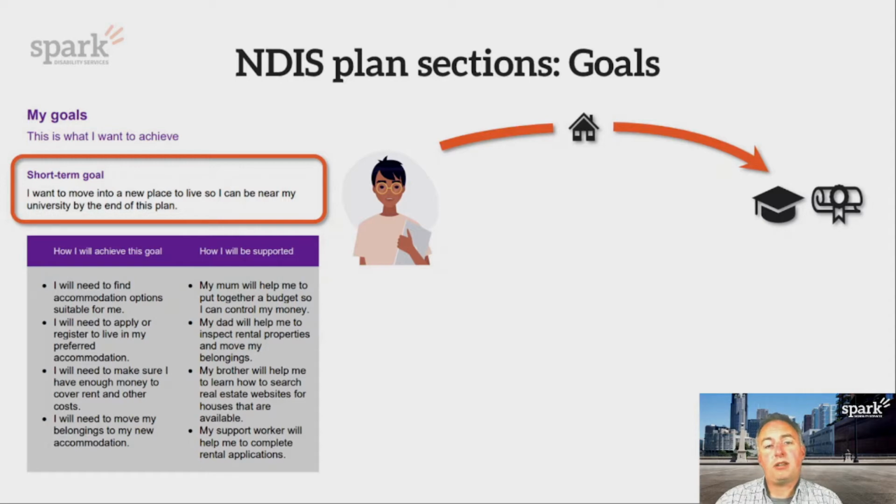Once that's been decided, they would then need to submit applications or register to actually live in their preferred accommodation. They may need to develop a budget to ensure they have enough money to cover their rent, groceries, bills, and other costs. And finally, once all of those other steps are complete and they're ready to move into their new home, they will need to actually move their belongings from their current family home into their new accommodation.